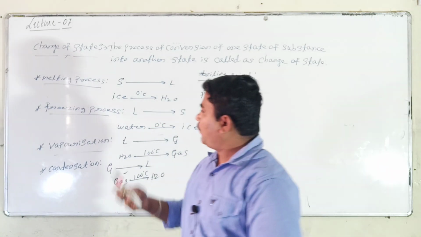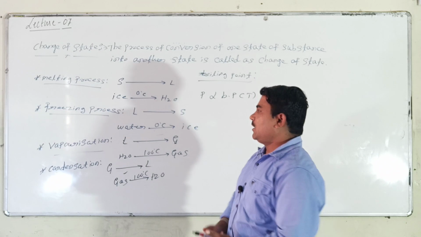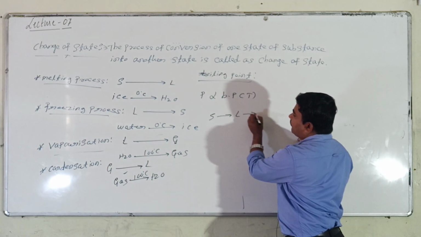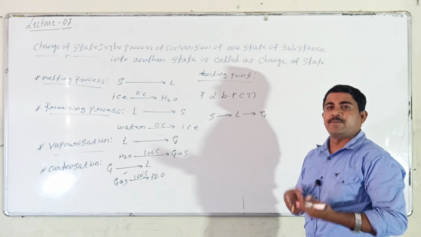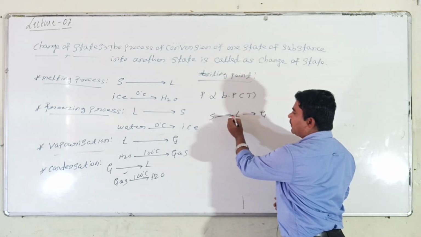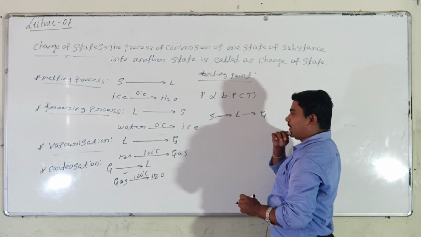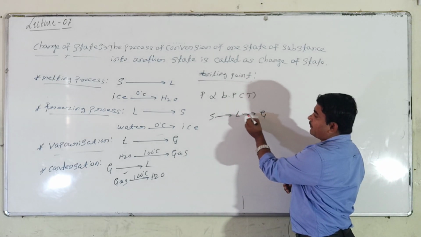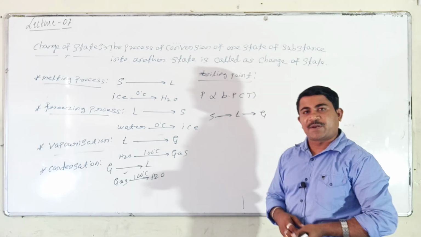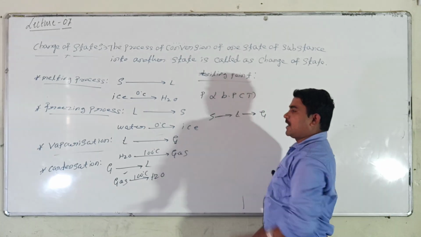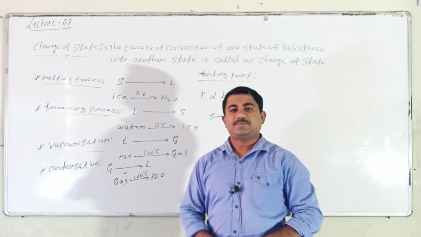Right. But here one more process is available. We can convert a solid into liquid into gas. Simply I am calling, if we convert solid into liquid, that we are calling melting. If we convert liquid into solid, that we are calling freezing. On the other hand, if liquid is converted into gas, that we are calling vaporization. Reverse process, if the gas is converted into liquid, that process we are calling condensation.